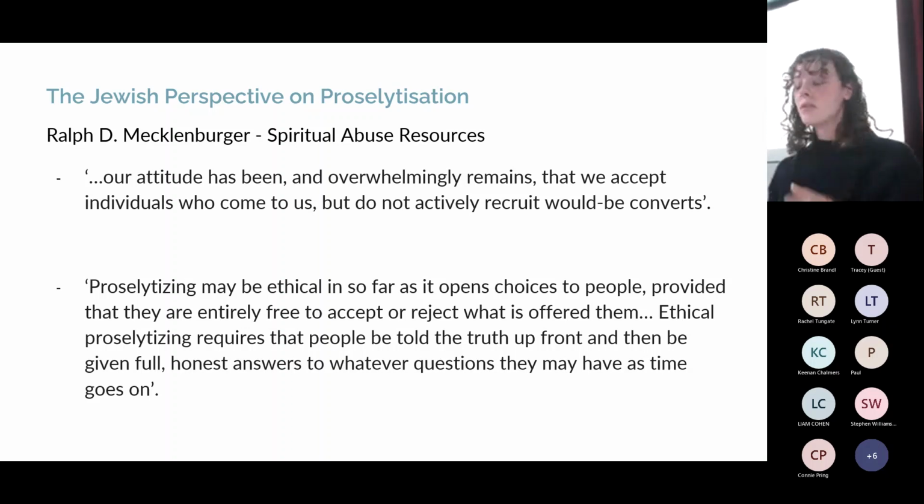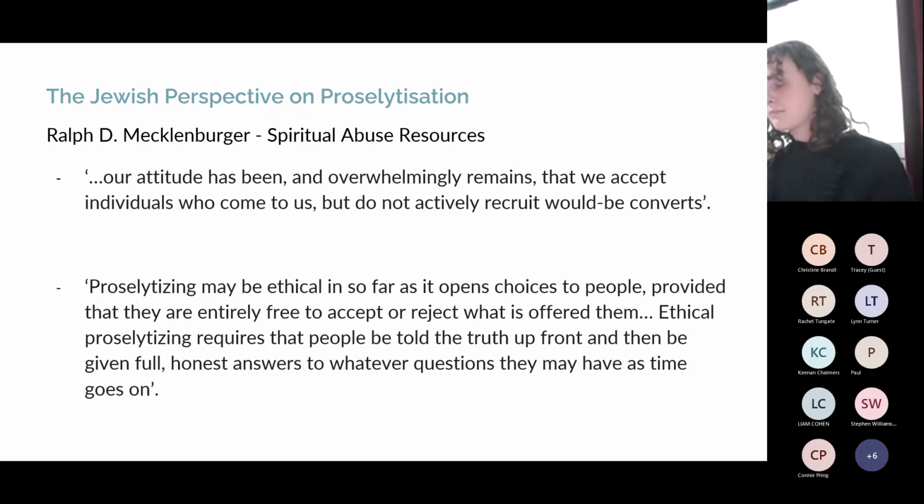While Judaism also understands that key aspects of other religions is to be able to share their good news, Mecklenburger also describes how Jewish people feel disrespected when other groups try to proselytize to them when Judaism actively disapproves of Jewish evangelizing. He goes on to say that proselytizing may be ethical insofar as it opens choices to people, provided that they are entirely free to accept or reject what is being offered to them.